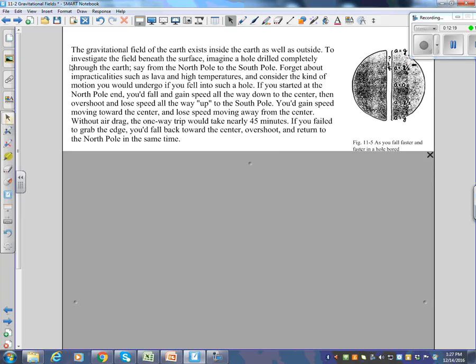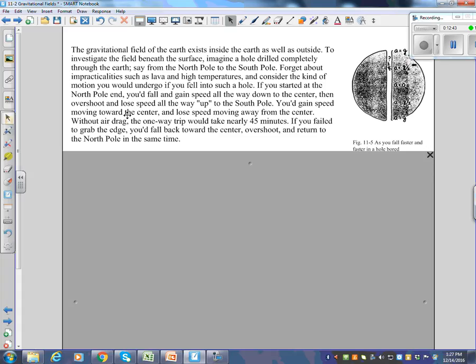To investigate the field beneath the surface, imagine a hole drilled completely through the Earth, say from the North Pole to the South Pole. Okay? Forget about impracticalities such as lava, high temperatures, not having a lunch. Consider the kind of motion you would undergo if you fell into such a hole. What say you, Anna? Here's what would happen. Okay?